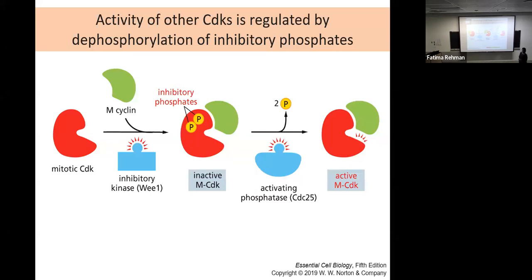Now, once the cell has gotten through all the checkpoints, it's checked and made sure the replication is complete, it's checked and made sure there's no mistake, you will get activation of this activating phosphatase CDC25. And CDC25 then will remove these phosphates and activate the mitotic CDK. And that's when the cell will actually go into mitosis. Okay?